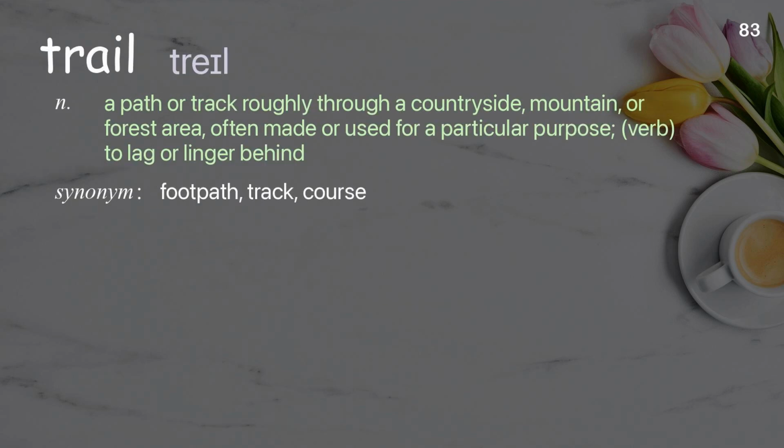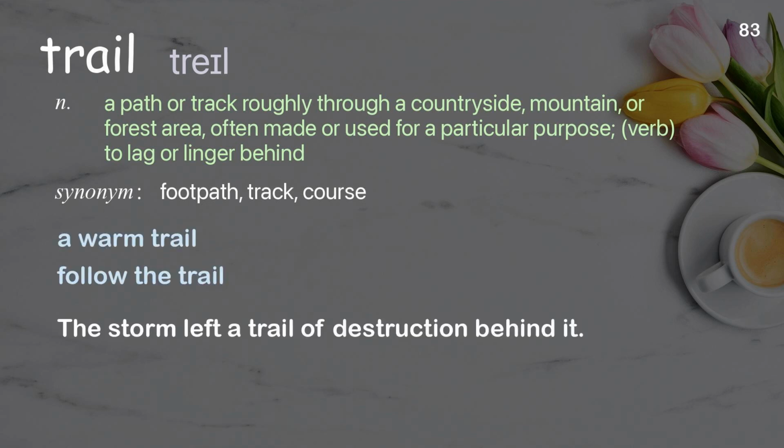Trail. A path or track through a countryside, mountain, or forest area, often made or used for a particular purpose. Verb, to lag or linger behind. Examples: A warm trail. Follow the trail. The storm left a trail of destruction behind it.